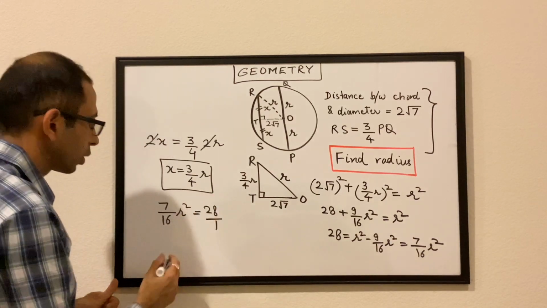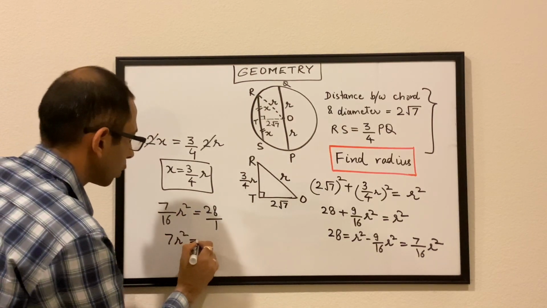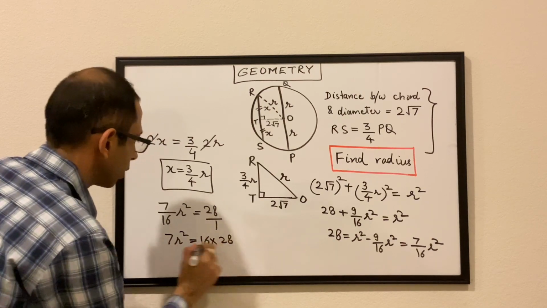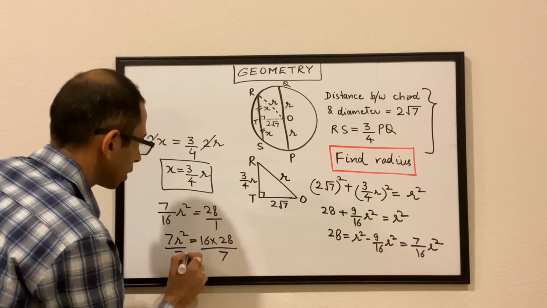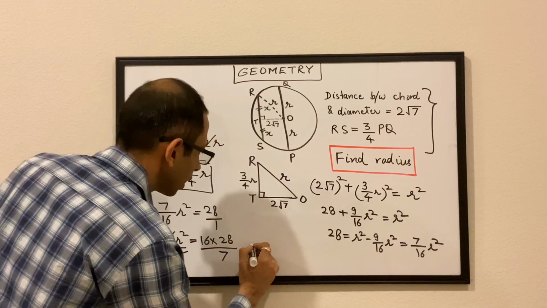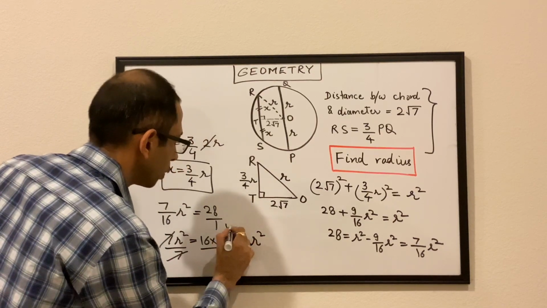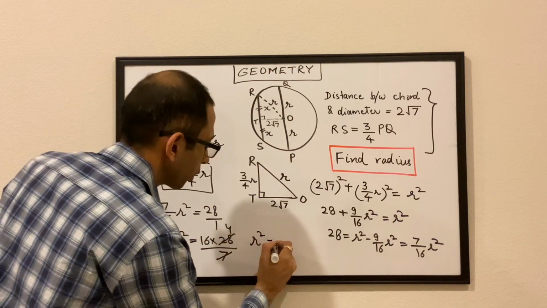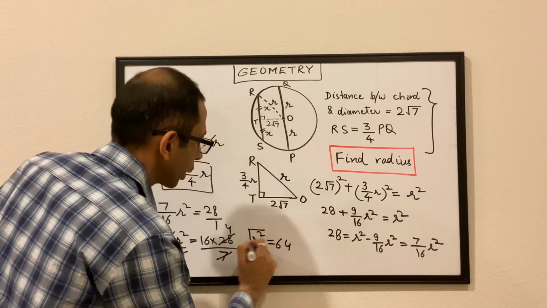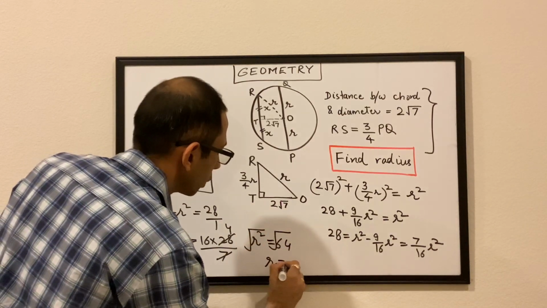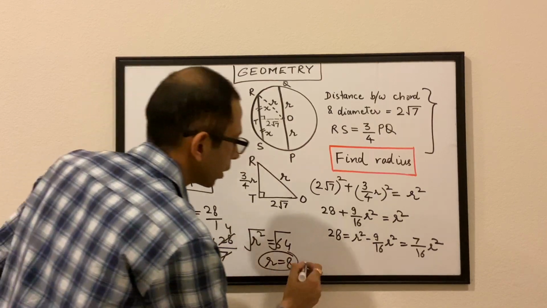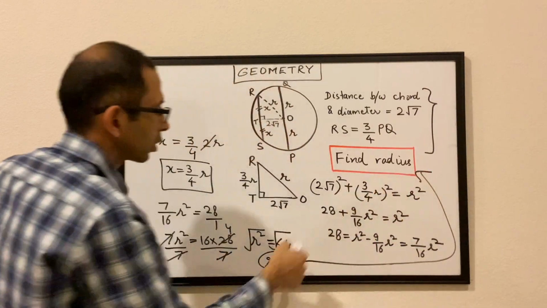We can do cross multiplication. We get 7r squared is equal to 16 times 28. We divide by 7 on both sides. We get r squared is equal to 16 times 4, which is 64. Take the square root on both sides and we get r is equal to 8, right? So the radius of the circle is 8.